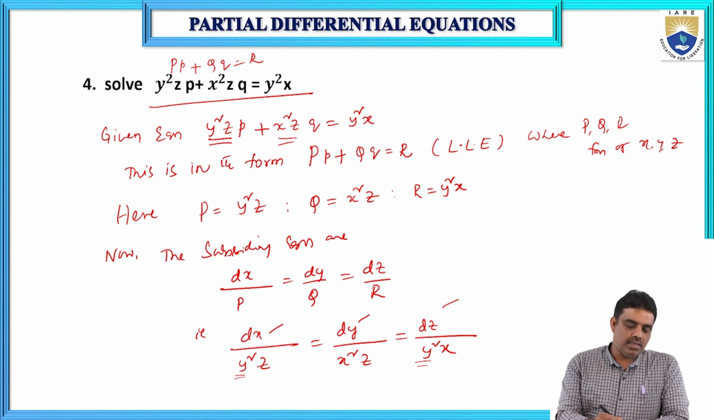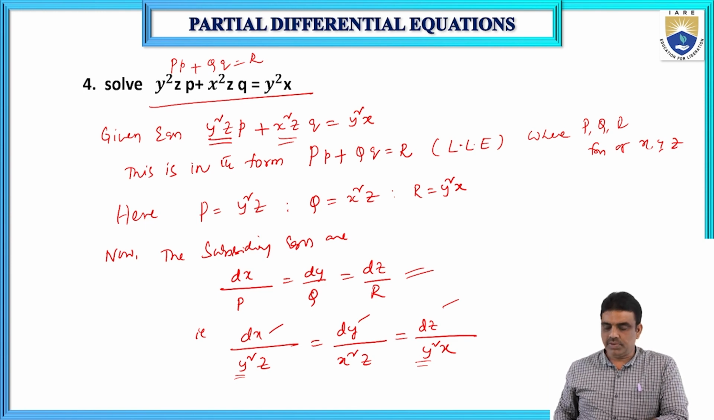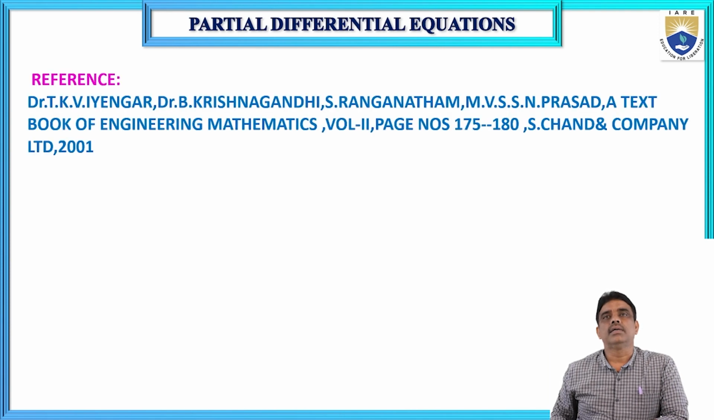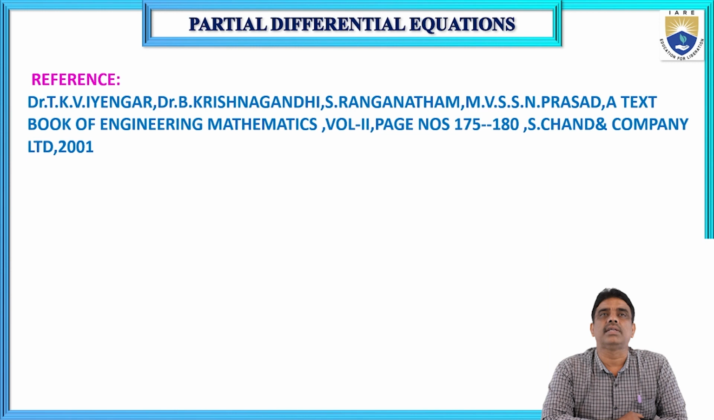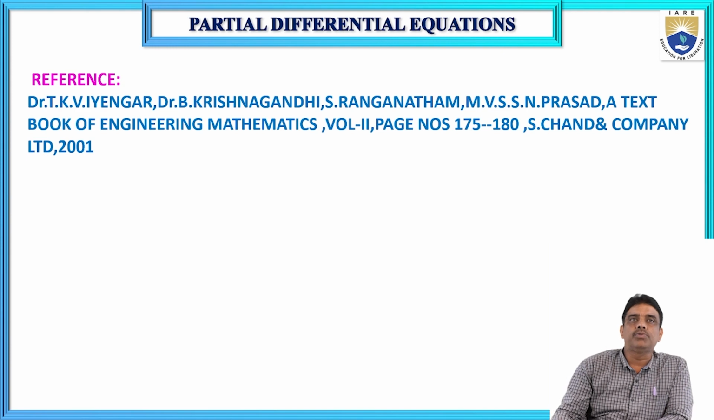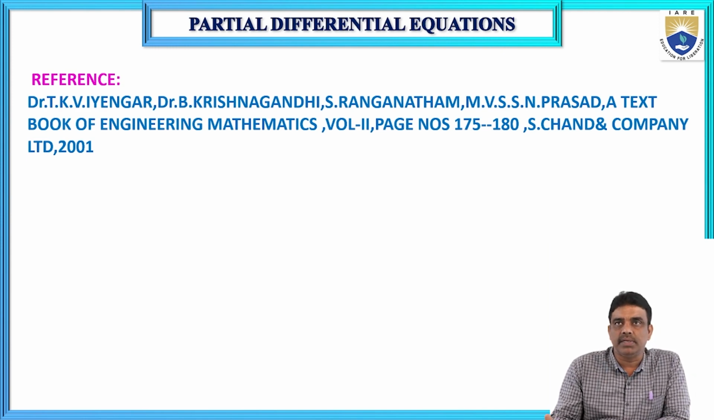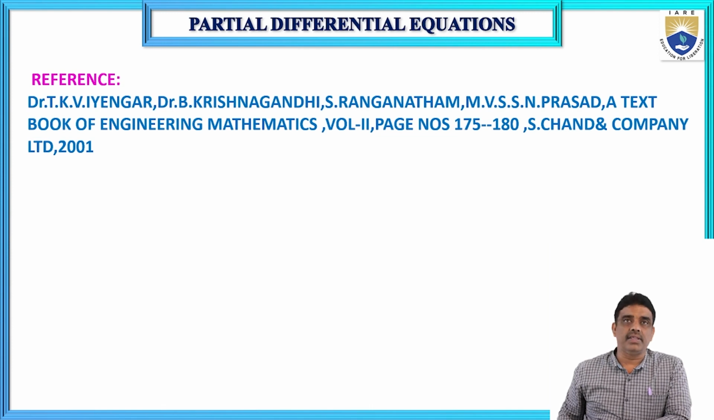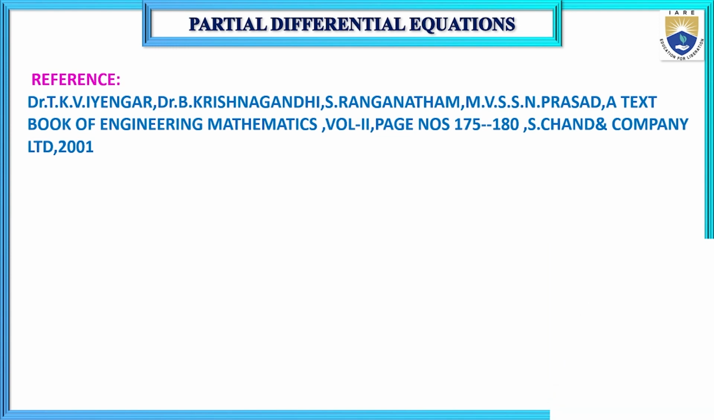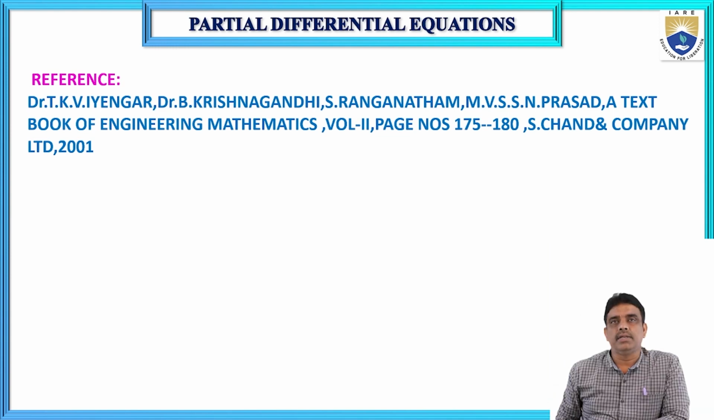So here the target is to find the solution of this equation by using one of the methods. So with these few model problems, I conclude my lecture. This book is taken from Dr. T.K.V. Iyengar, Dr. Krishna Gandhi, S. Ranganathan, M.V.S.S.N. Prasad, A Textbook of Engineering Mathematics, Volume 2, page numbers 175 to 180. The book is published by S. Chand and Company Limited, in the year 2001. So you can refer to the book to get more problems, and you will have more exercise problems in the book also. So you can do the problems by practice.